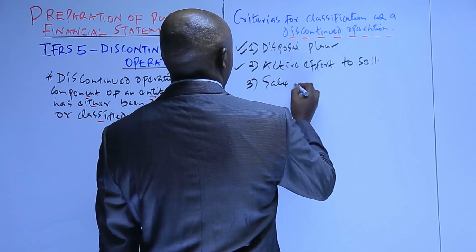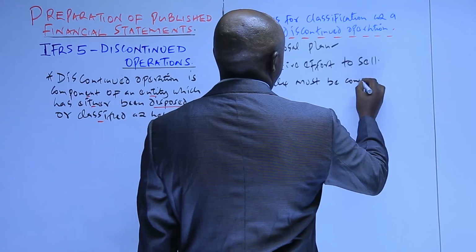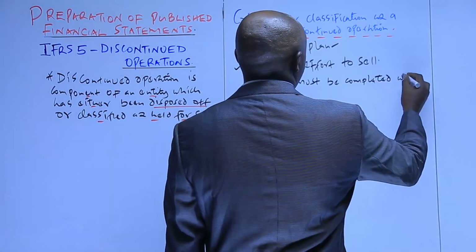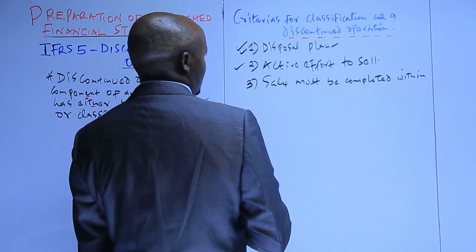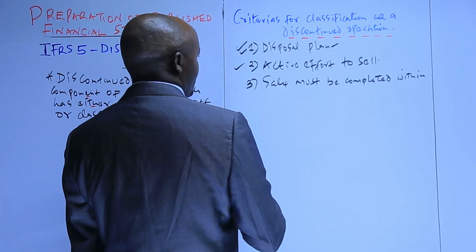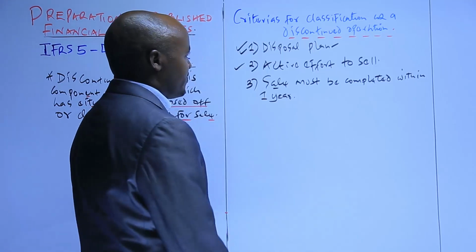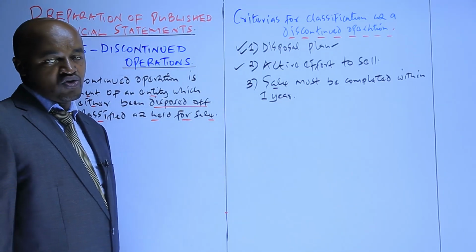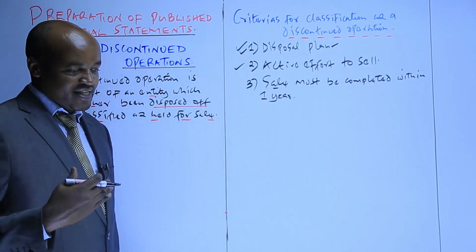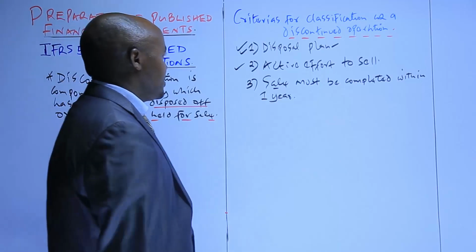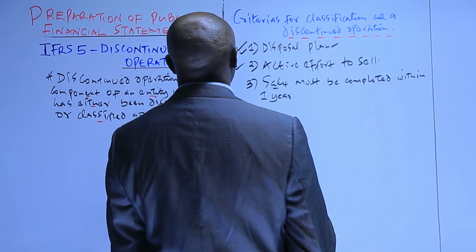Number three, we say the sale must be completed within 1 year. So basically, for that particular asset to be classified as a discontinued operation, it must be sold within 1 year from the date the management of the company made a decision to sell the asset. If the management expects that the asset will be sold within 1 year from the date the decision was made, automatically that asset qualifies to be classified as a discontinued operation.